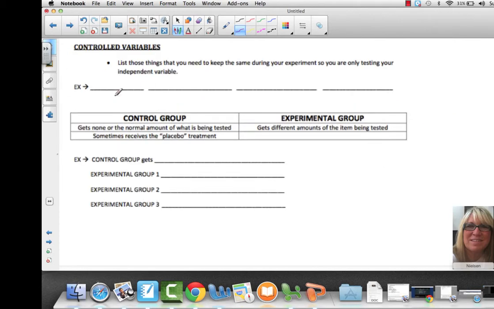Okay, what's our control variable? Those things that you need to keep the same during the experiment so that you are only testing your independent variable. Well, we need to keep the same amount of light. We need to have them all in the same soil. We need to have them all at the same temperature. And they all need to be the same type of plant.